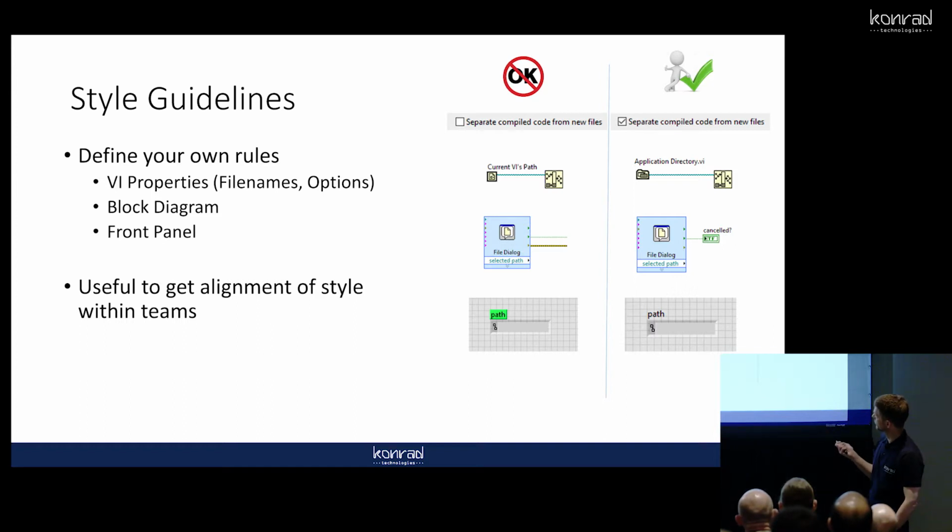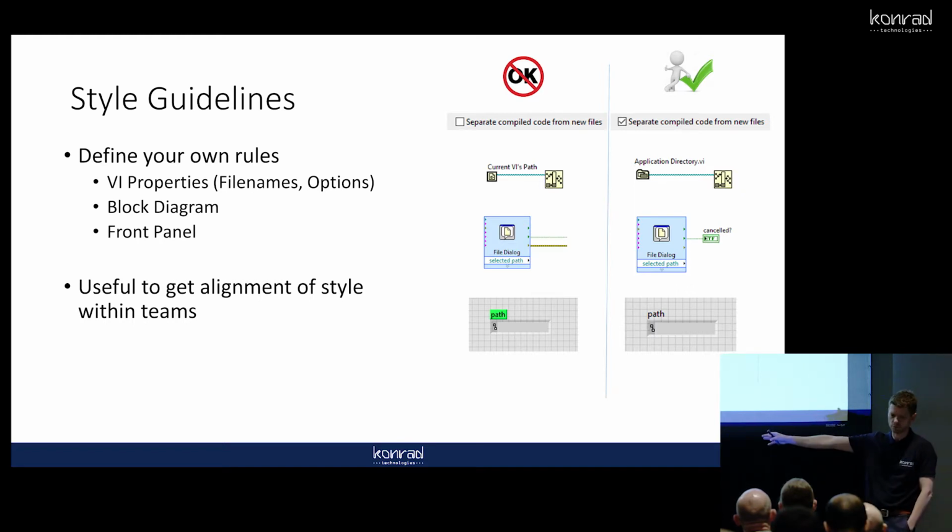Let's not use file dialog with both outputs wired. Let's just always use the cancelled Boolean, for example. Or let's check for error 43. But decide as a team how you're going to do this. Put it in a Word document with a few screenshots. That's your style guide. It's useful to get alignment of style within teams.